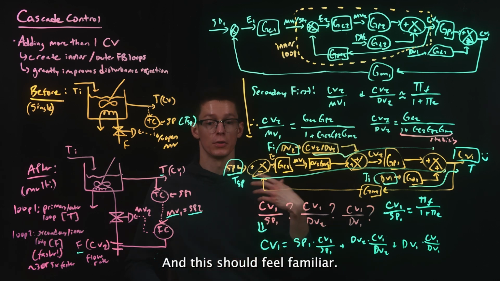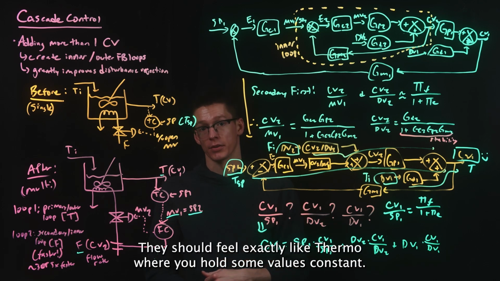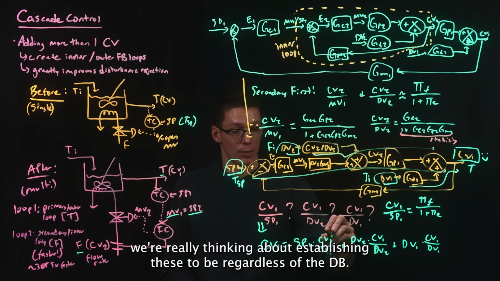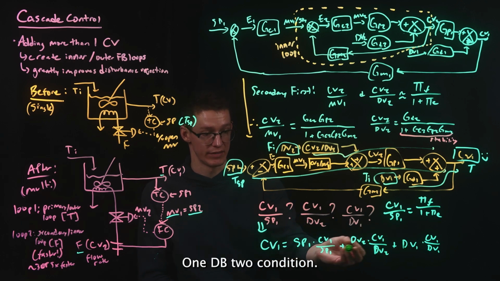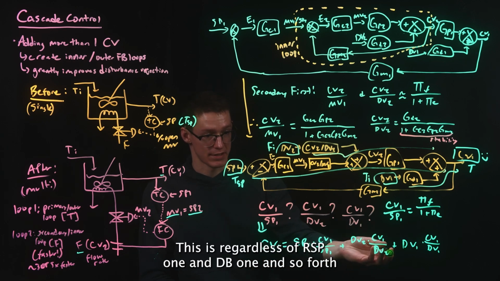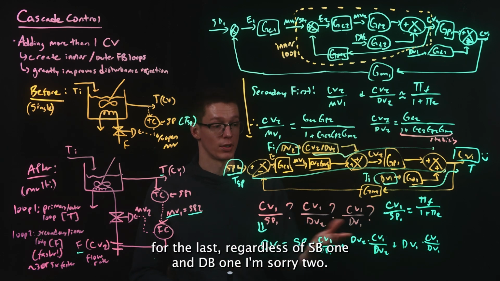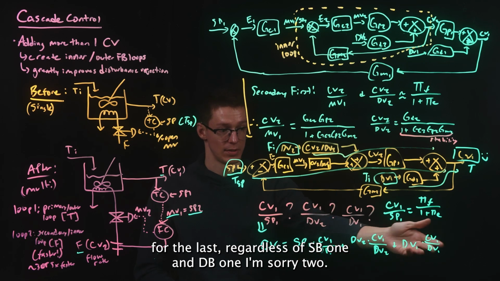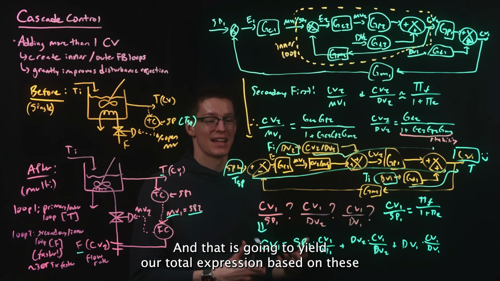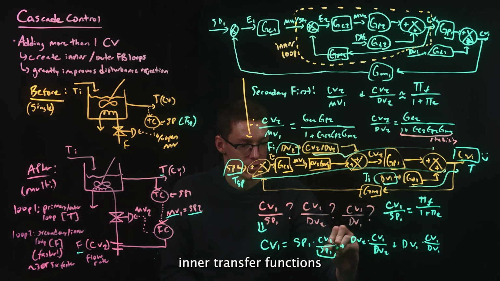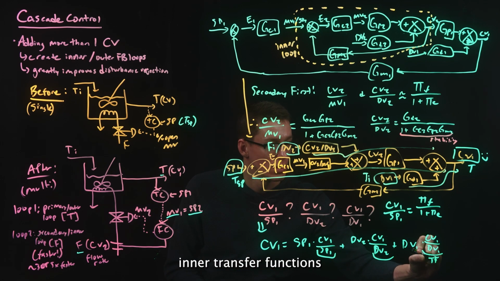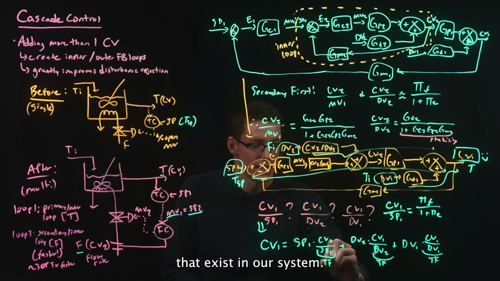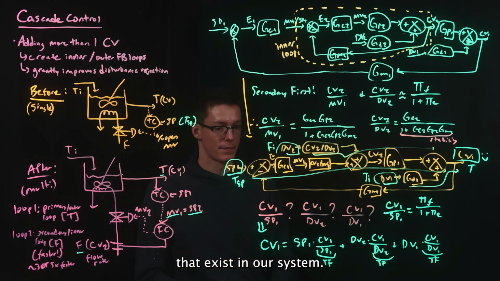And this should feel familiar. This should feel exactly like thermo, where you hold some values constant, where here we're really establishing these to be regardless of the DV1 and DV2 condition. This is regardless of SP1 and DV1, and so forth for the last, regardless of SP1 and DV1, I'm sorry, 2. And that is going to yield our total expression based on these inner transfer functions that exist in our system.